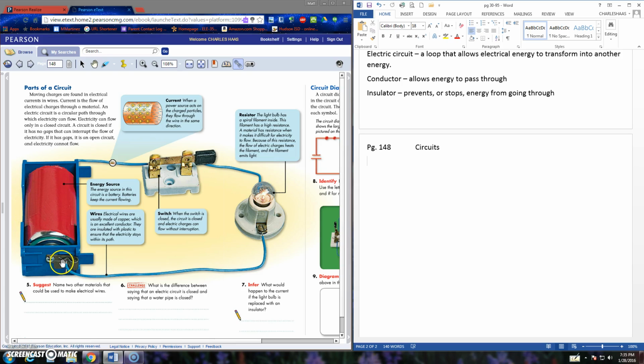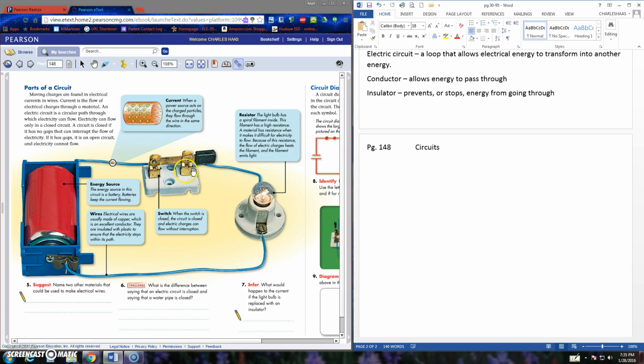You know that a circuit has to have wires going from the battery, from the energy source, over to a resistor. The resistor here is the light bulb. Remember, it said the resistors have materials that slow down the electrical energy, and that causes it to transform into another form of energy, giving off light energy.